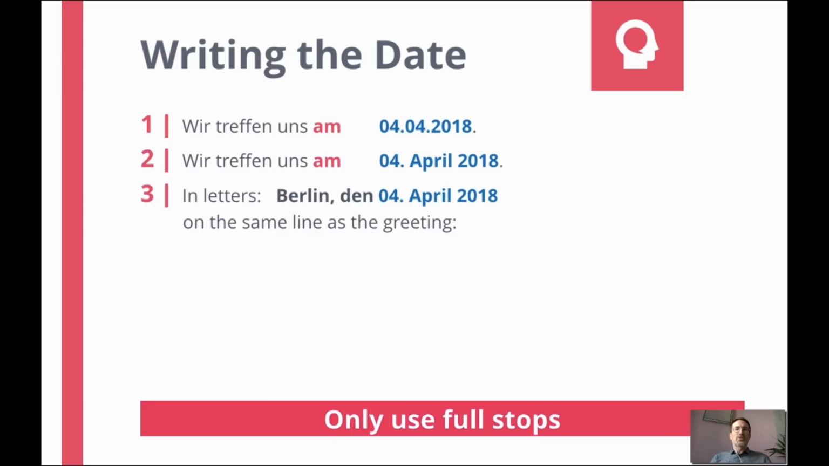In letters, you usually add the place to it and the word "den". That's because in German minds we actually say we have the, wir haben den. And anything you have is accusative, so that's why you have the den here. And the fourth is masculine because it's the fourth day, der Tag, and therefore you have to use the den form. So you write Berlin, den 4. April 2018, and you write it on the same line as the greeting in the letter.